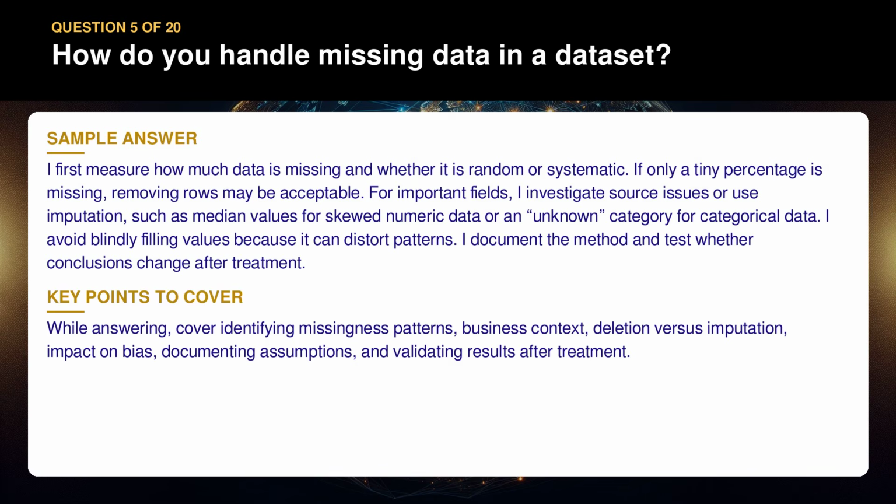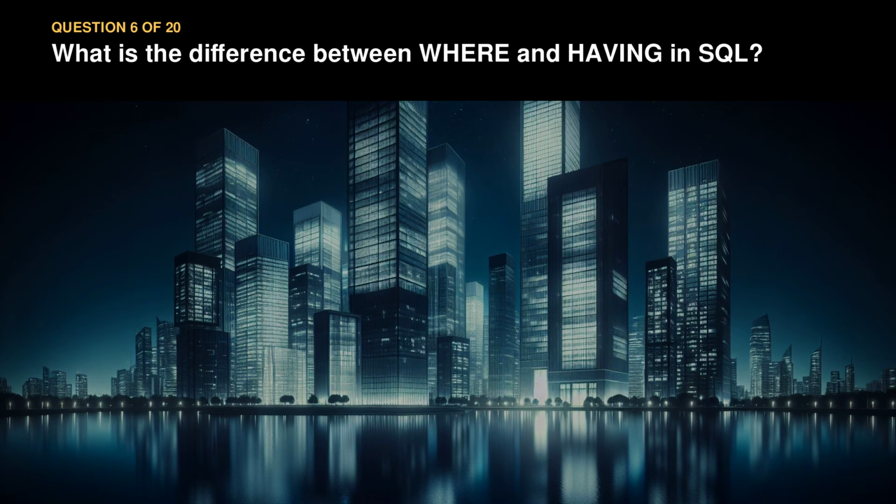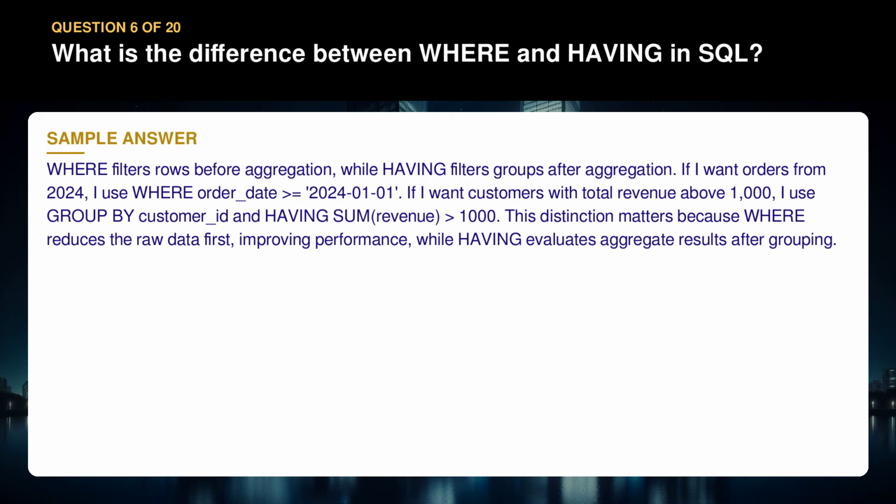While answering, cover identifying missingness patterns, business context, deletion versus imputation, impact on bias, documenting assumptions, and validating results after treatment. Question 6. What is the difference between where and having in SQL? Where filters rows before aggregation, while having filters groups after aggregation.